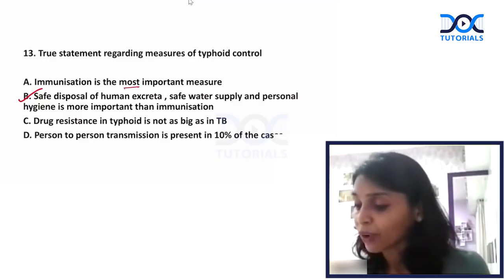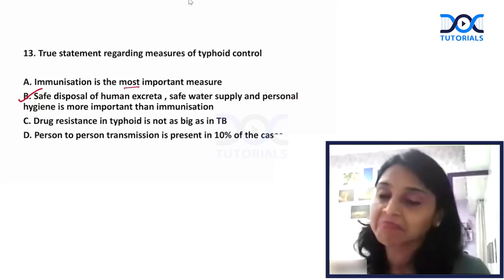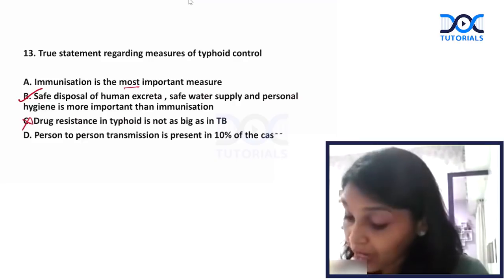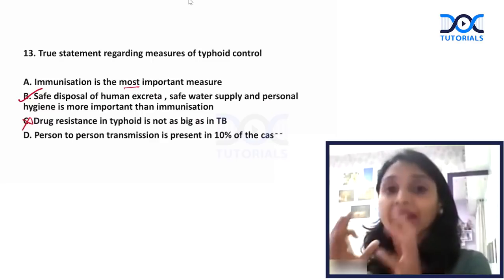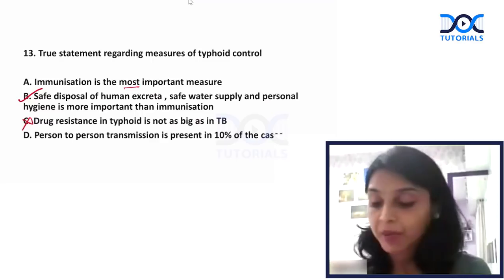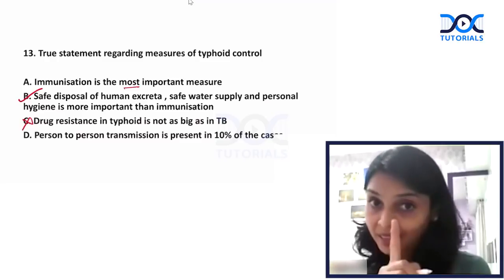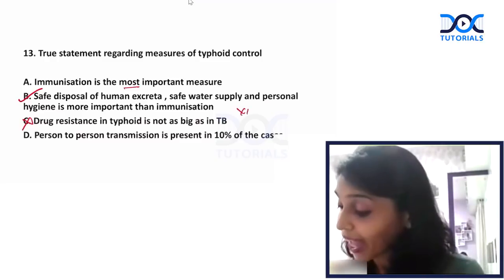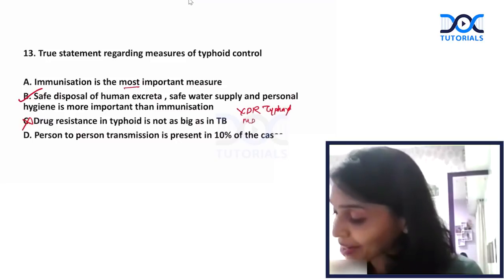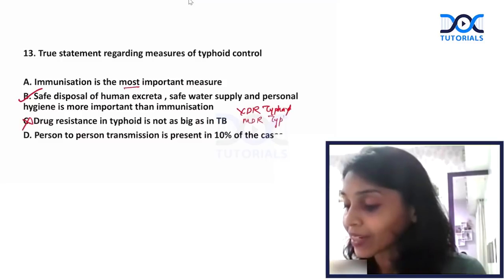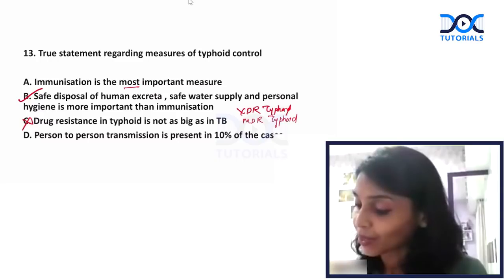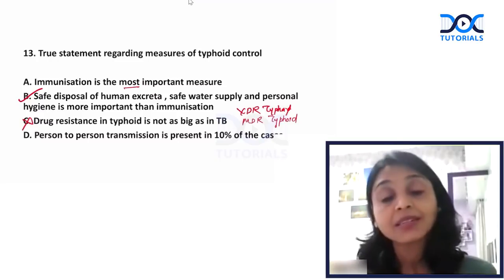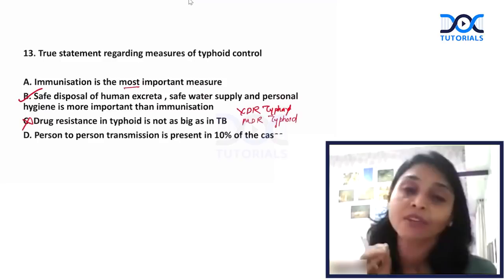Drug resistance in typhoid is not as big as in TB. What do you think? No, that is also wrong. Drug resistance in typhoid is also very important. Just like in TB, in typhoid also you have XDR typhoid. You have MDR typhoid. I'm not going to tell you what it is since I've said all these terms. Go back and refer. So what I want to tell you is drug resistance is very important in typhoid as well.